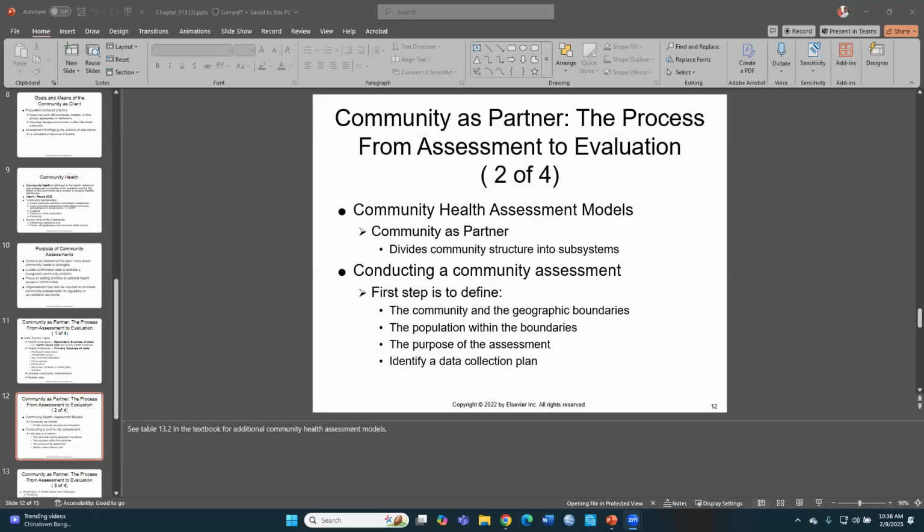All right, so when we're conducting a community assessment, we should plan and visit, interact within the community, and then collect the data about the people, the place, and the function over a period of time so we can get as good a picture of the community as well. We also want to define what is the community, what are the geographic borders that we are looking at. What is the population within the boundaries? What's the purpose of the assessment? And then we want to identify a data collection plan.